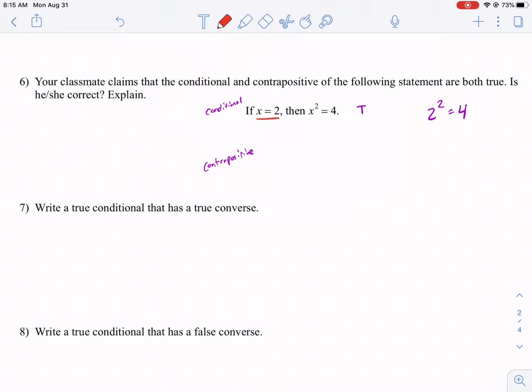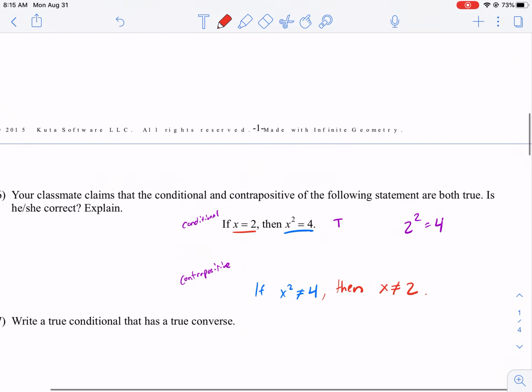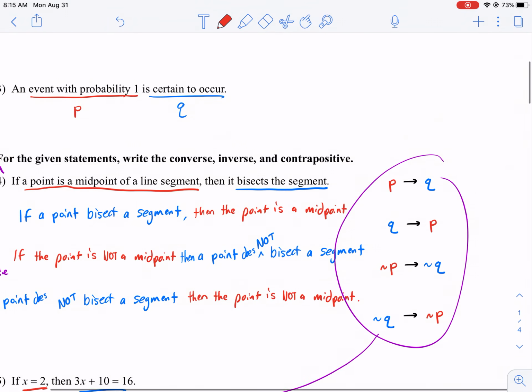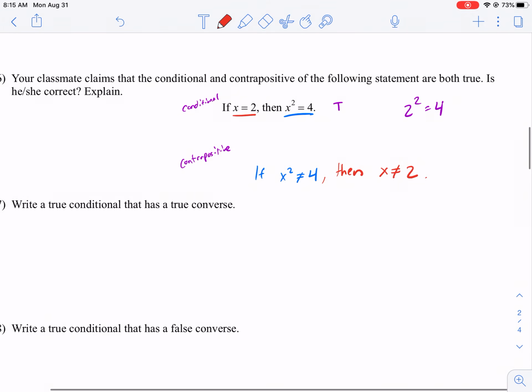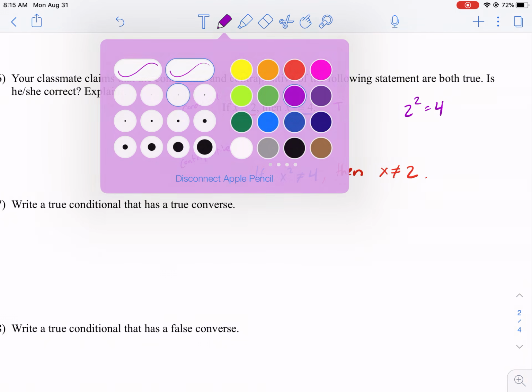first we identified this is our hypothesis, this is our conclusion. So we're going to say if x squared does not equal 4, okay, then x does not equal 2. Okay, very similar to what we'd been practicing up there. Again, contrapositive is not Q, then not P, so we just switched it and then negated it. So if x squared does not equal 4, then x does not equal 2. So this one is actually also true.